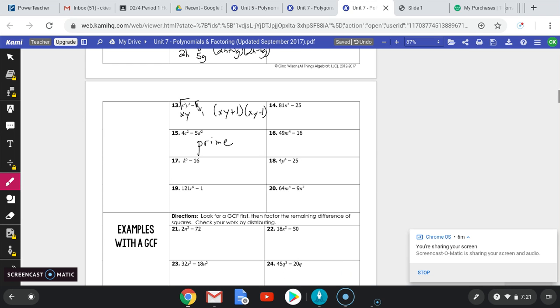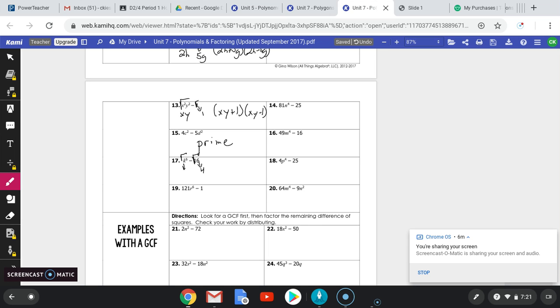All right, now let's look at number 17. Now 17, I have k to the 6 minus 16. So again, you want to see, are these two terms perfect squares? Well, 16 is a perfect square, that's 4. But is k to the 6 a perfect square? It's an even exponent, so yes, it is. Now the question is, what is the square root of k to the 6?